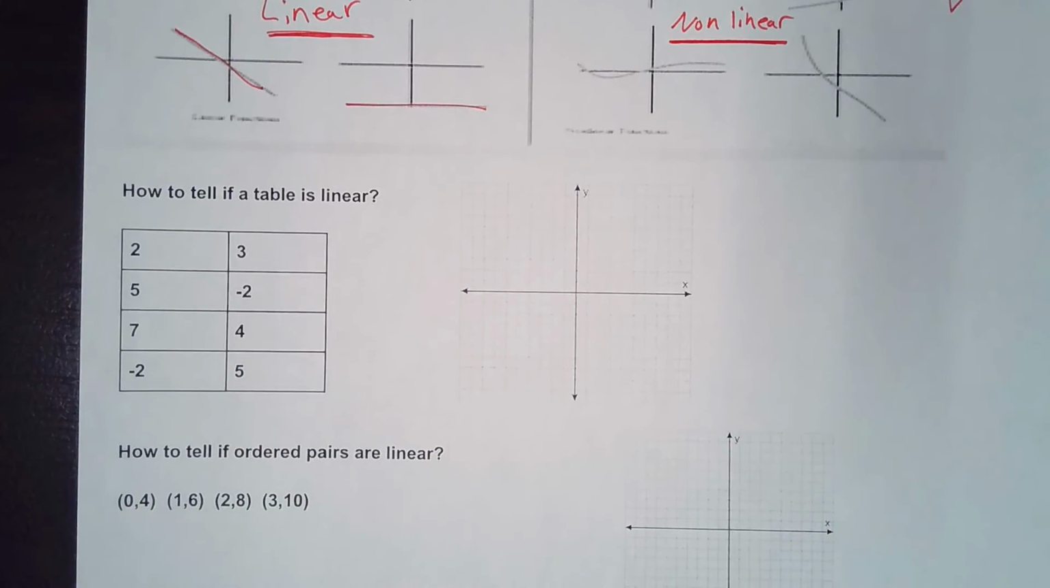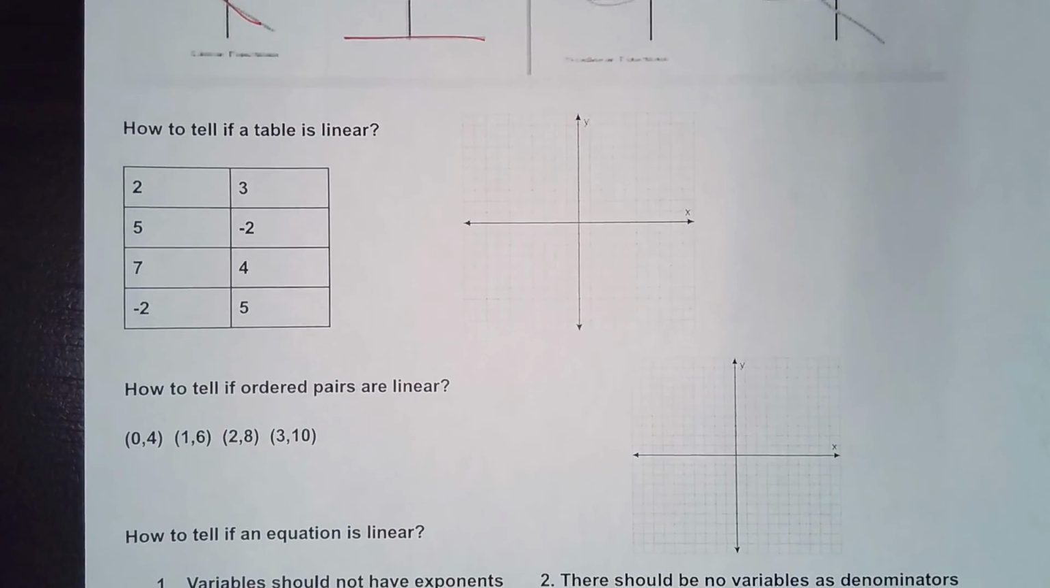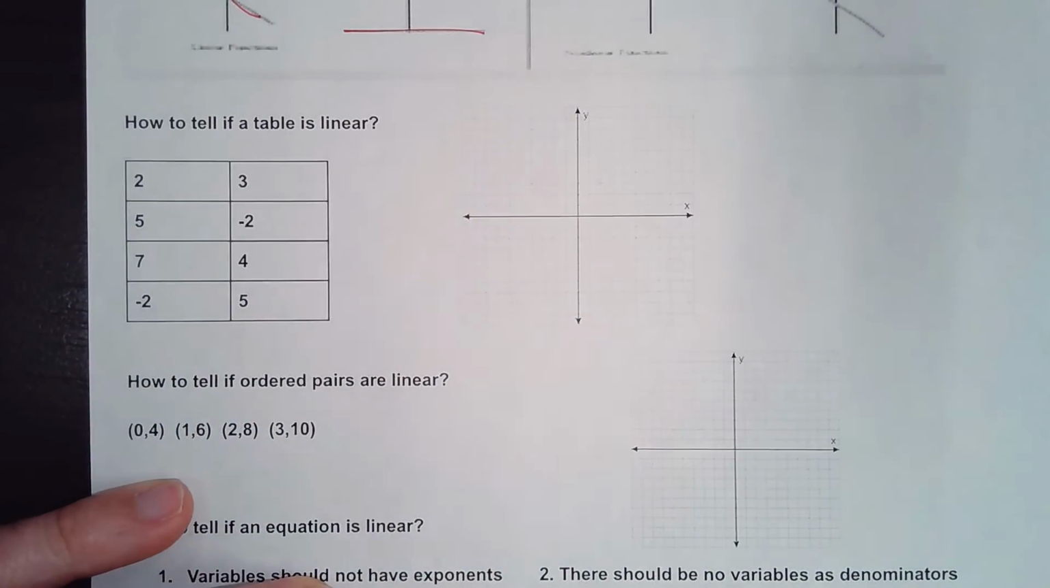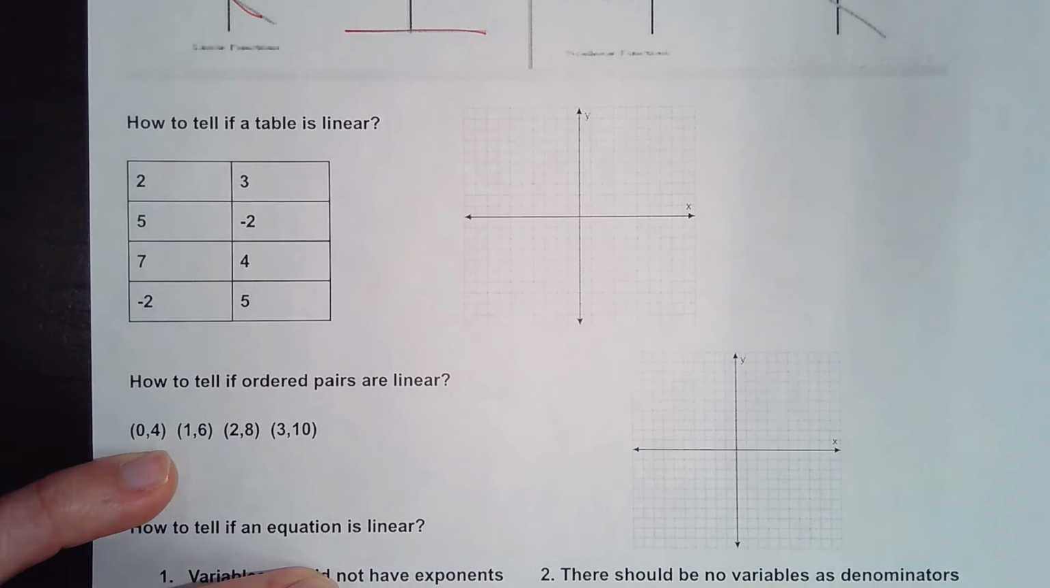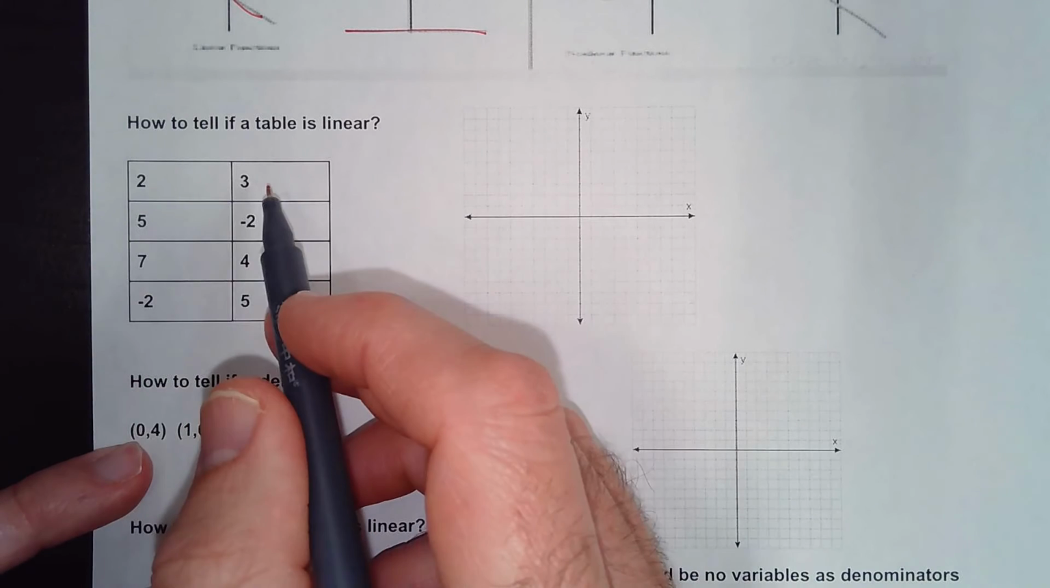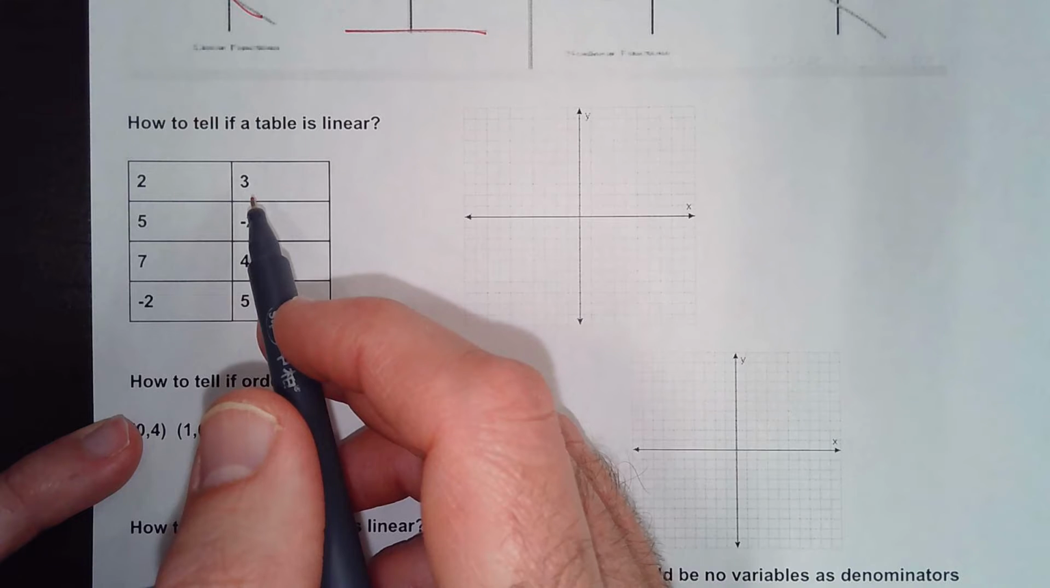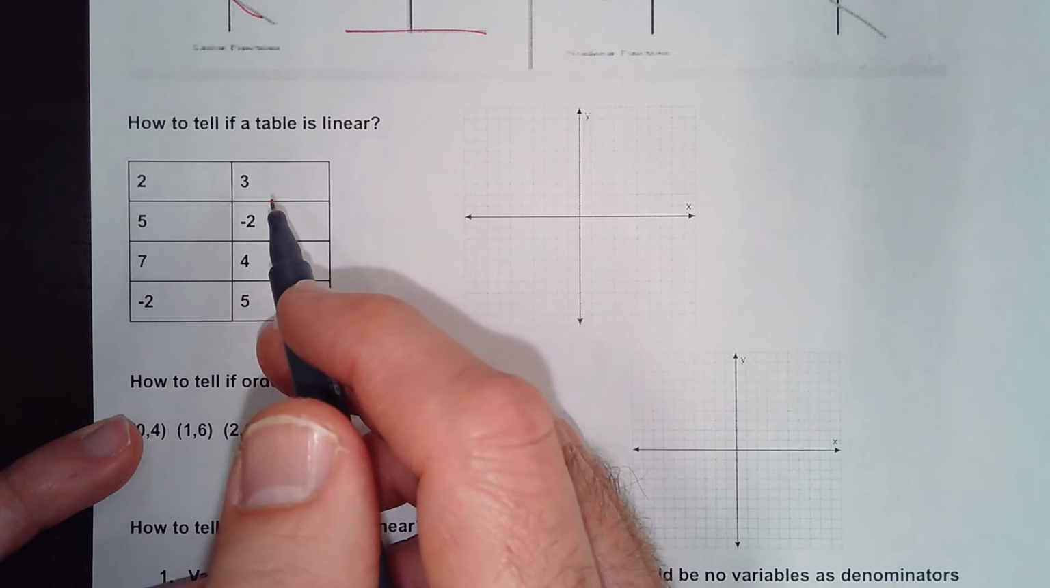Now, in a table, there's a few ways to tell, given a table, if it's linear or not. Once again, we talked about, does it have a constant rate of return? Is it increasing by the same amount? We can also, in this one, we're given some ordered pairs. So let's try and plot those ordered pairs and see what happens.